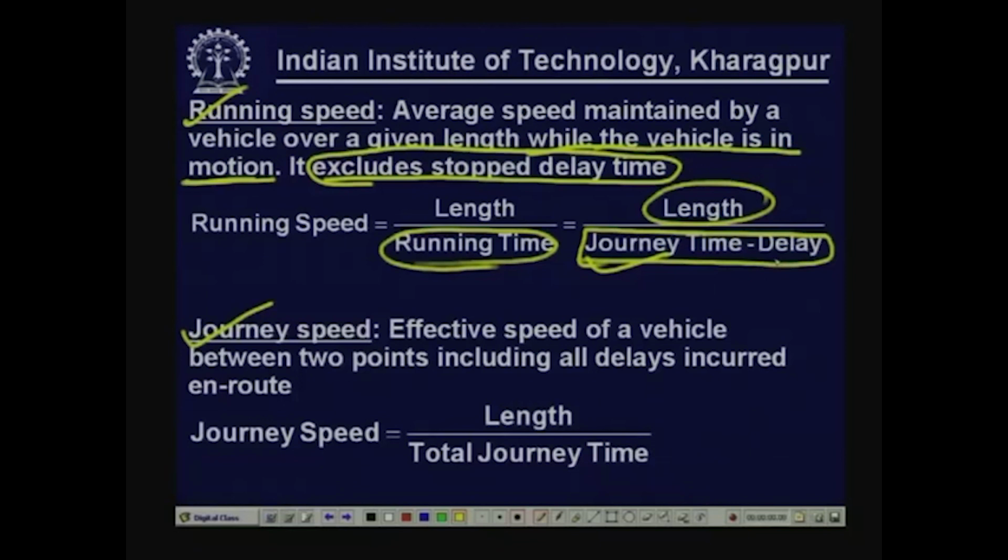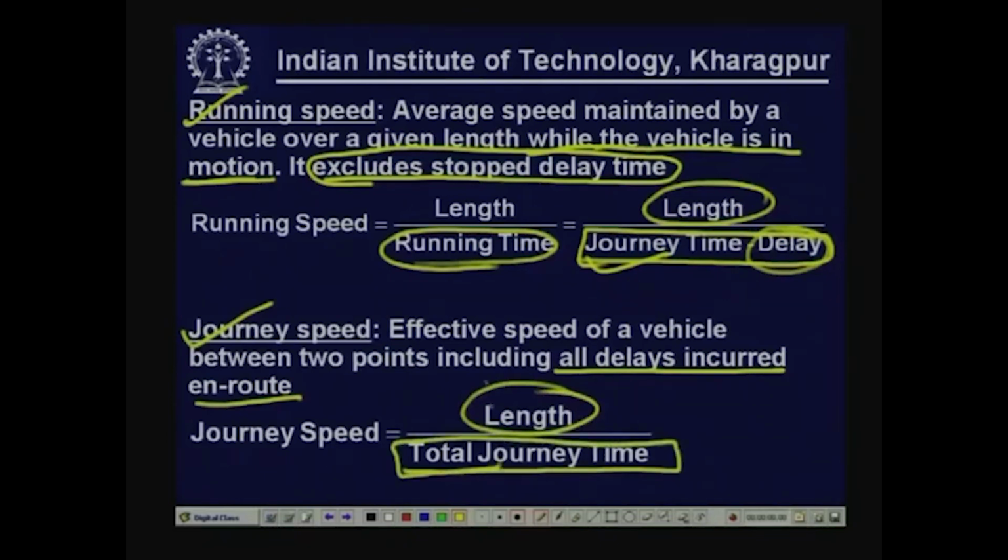Journey speed, on the other hand, does not leave out this delay component. It is the effective speed of a vehicle between 2 points and it includes all delays incurred en route. So, it is the length divided by total journey time, not the running time. In the earlier case, it was running time, so it is running speed. Here it is the journey time including all the delays, so it is the journey speed. So, often we use time mean speed, we use space mean speed, and sometimes we also refer to running speed and the journey speed.